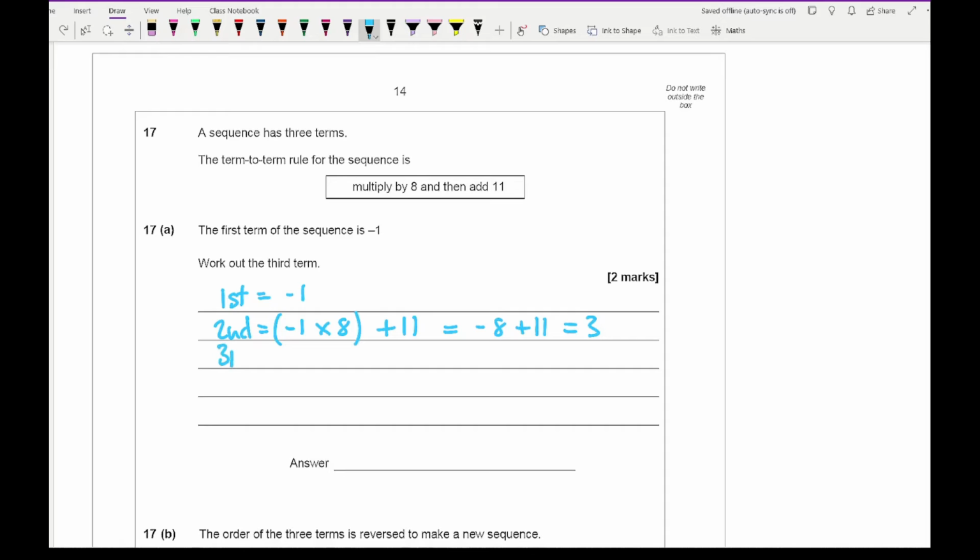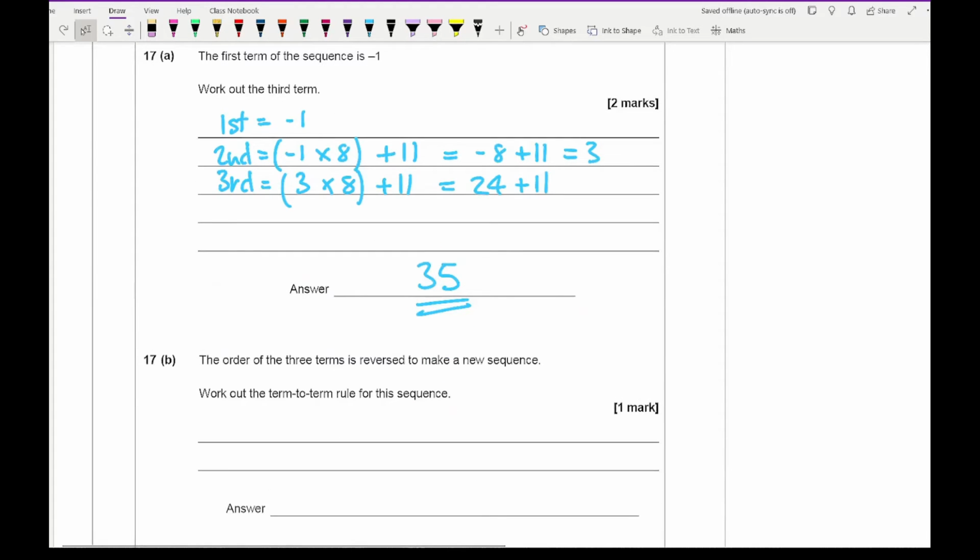So then the third term is where I take the previous term, which is 3, I multiply that by 8, which is 24, plus 11. So I got 24 plus 11, which gives me an answer of 35. Then it says that the order of the 3 terms is reversed to make a new sequence. Work out the term-to-term rule of this sequence.